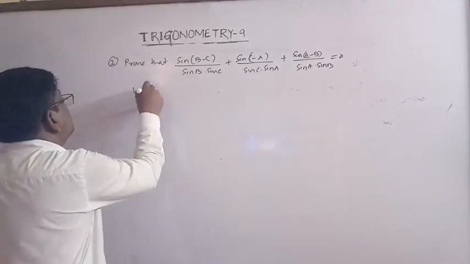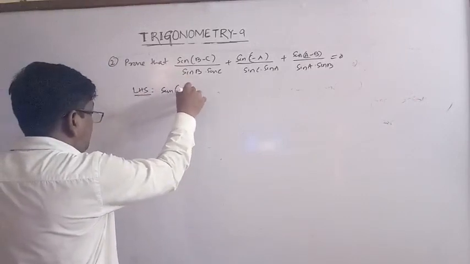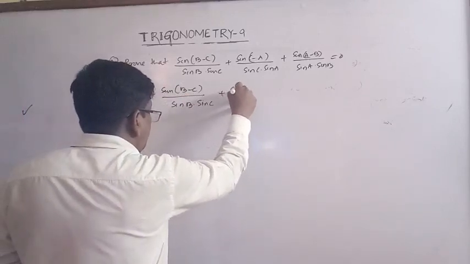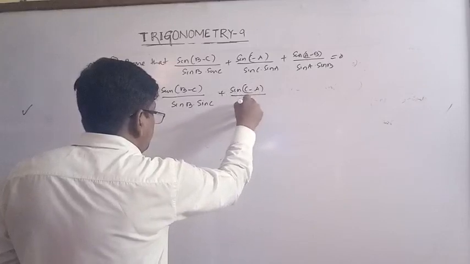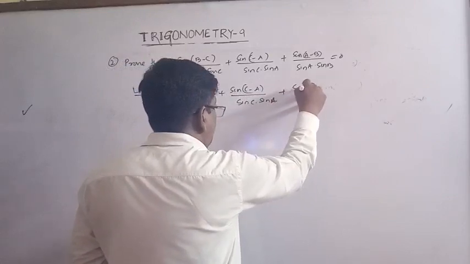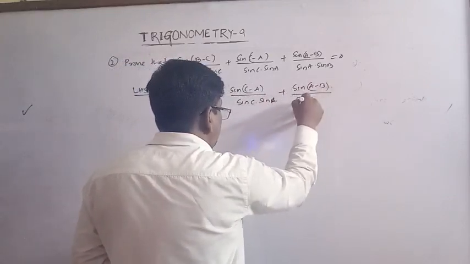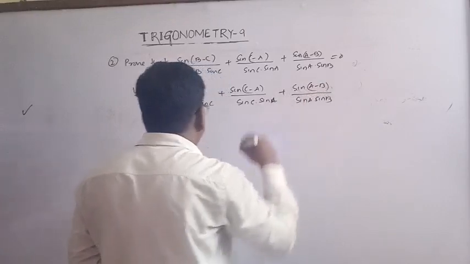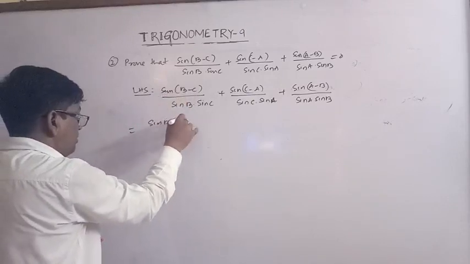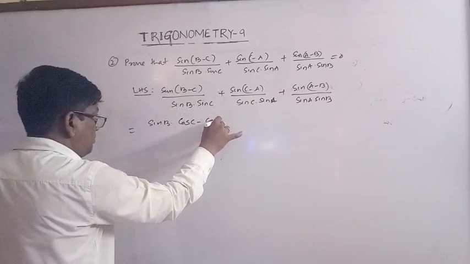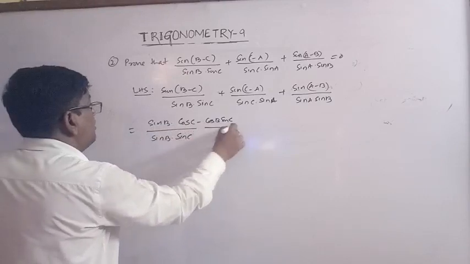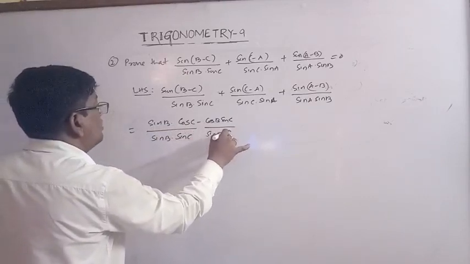We have to prove the left hand side. What is the left hand side here? That is sin(B minus C) by sin B into sin C, plus sin(C minus A) divided by sin C into sin A, plus sin(A minus B) divided by sin A into sin B. So apply the sin(B minus C) formula: sin B into cos C minus cos B into sin C, divided by sin B into sin C.